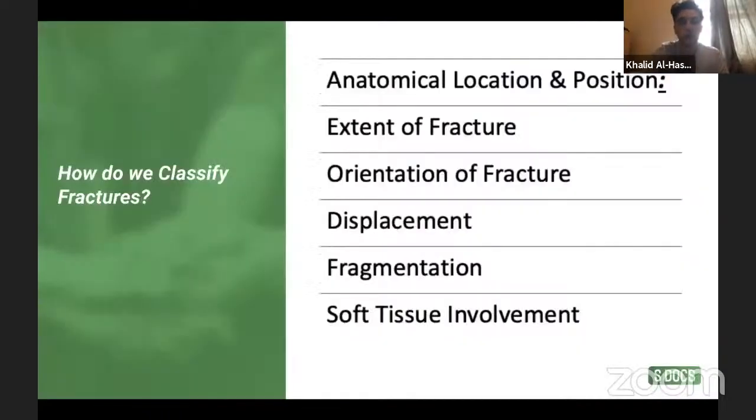Right. So how do we classify fractures? There are multiple different ways, and there's no specifically set way. However, these are a set of examples which orthopedic surgeons or other doctors generally tend to follow. First one would be anatomical location and position. Second would be the extent of a fracture. Third would be the orientation of a fracture. Fourth would be displacement of the fracture. Fifth would be fragmentation of a fracture, and 6th would be soft tissue involvement, which we'll discuss further in just a moment. So to begin with, let's take a look at anatomical location and position.